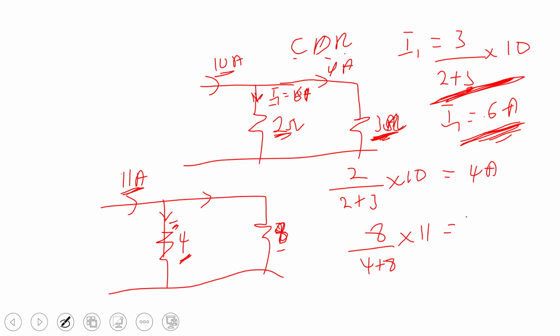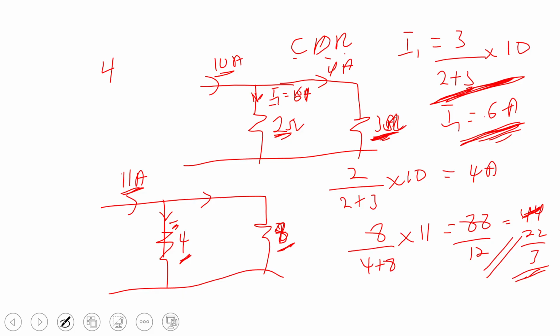You are going to get 88 on 12, right? Which is actually going to be 44 on 6. I can say 4 will go here, so I can use 22 on 3, right? So the 11 and 22 on 3 will come here. How do I know how much will come to the 8?